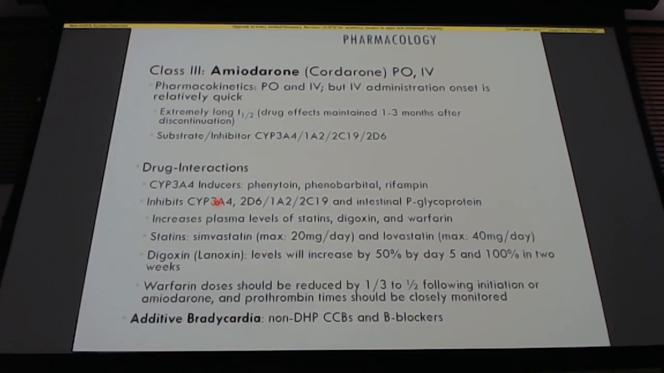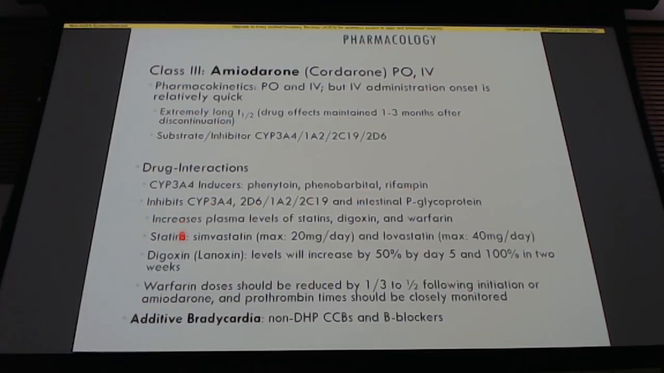So I see that I'm inducing, so if I'm looking at my phenytoin, my phenobarb, or my rifampin, I can see that I can alter the effects of these drugs, right? If I'm inducing, I can decrease the levels and the effectiveness of those drugs.